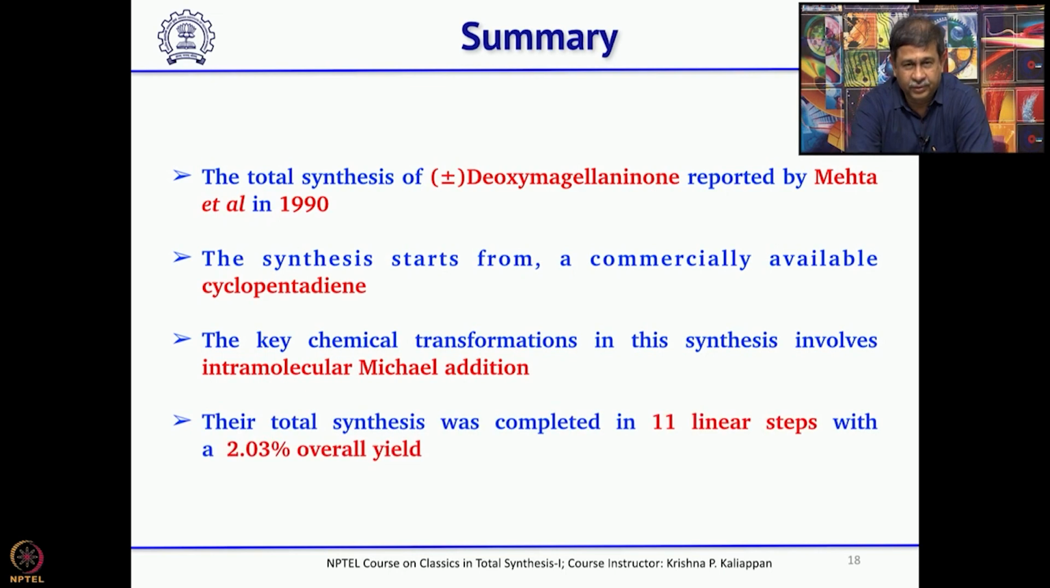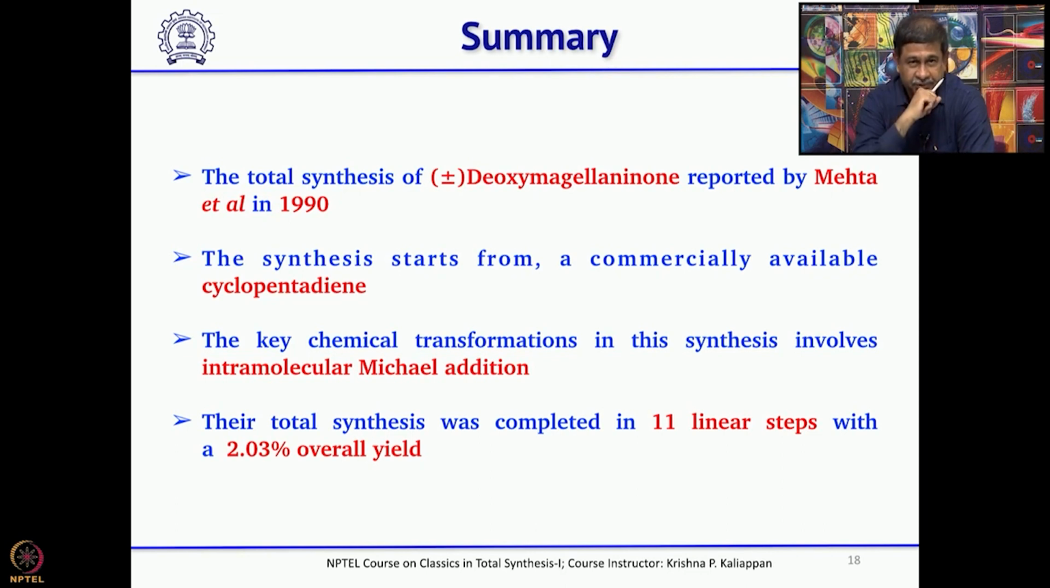Overall, it took 11 longest linear steps, and yield was a little lower, but considering the complexity of the molecule, 2% overall yield is really good, and this way he could successfully extend the methodology developed in his laboratory not only to triquinane but also to other natural products having a diquinane as a substructure. Okay.